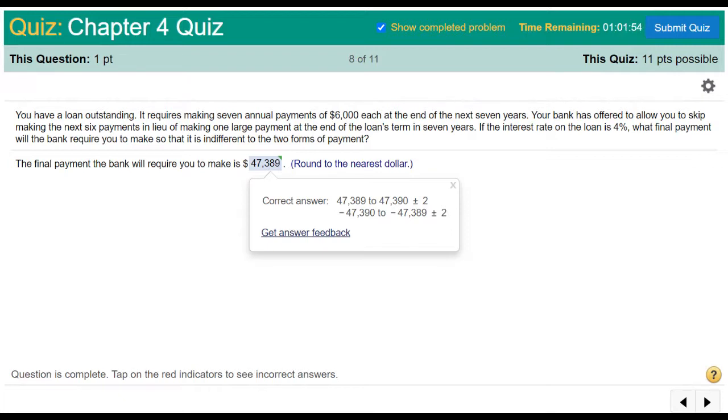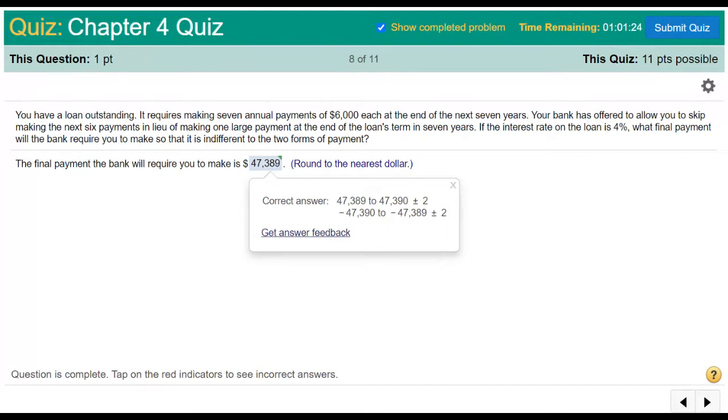What are the present and future values? It's only future value here. Payment, N equals 7. IY equals 4. Right? Payment is 6,000. Present value is 0. Future value, that's what you're computing for.